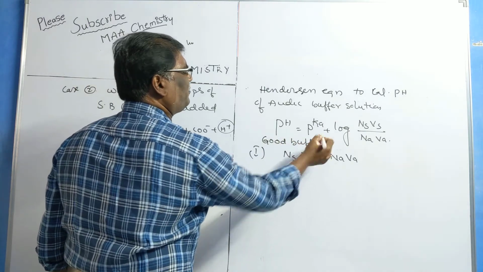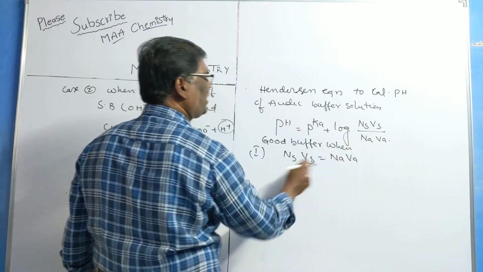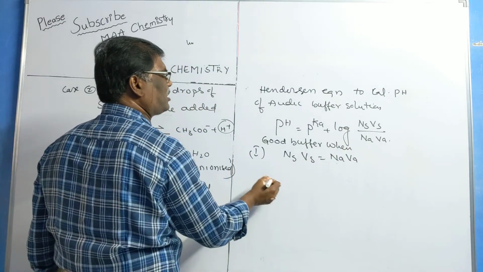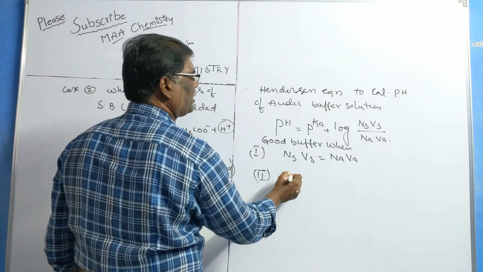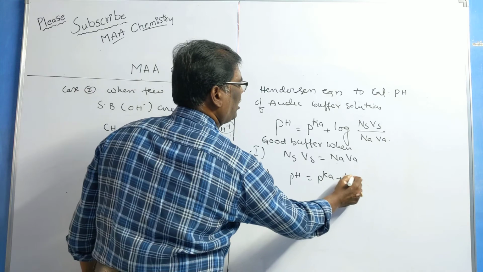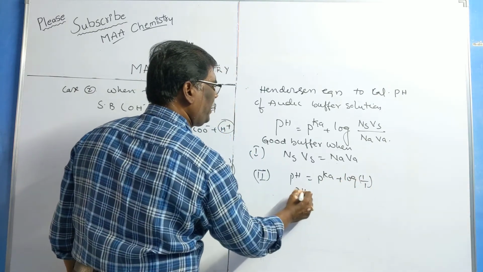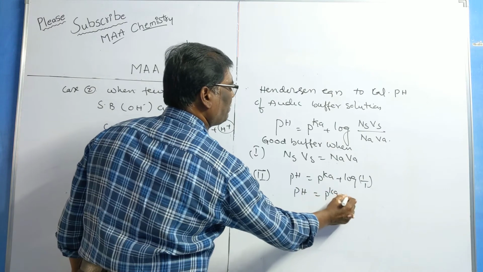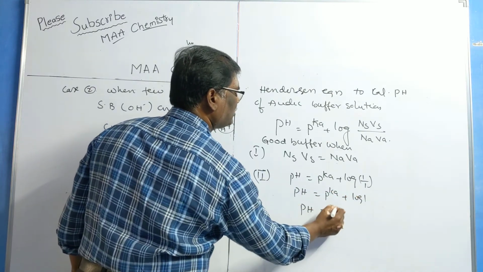The buffer acts as a good buffer when the strength of acid is equal to the strength of the salt. What happens when these two are the same? The pH is equal to pKa plus log of, these are the same, so they cancel. pH is equal to pKa plus log 1. You know log 1 is nothing but 0.